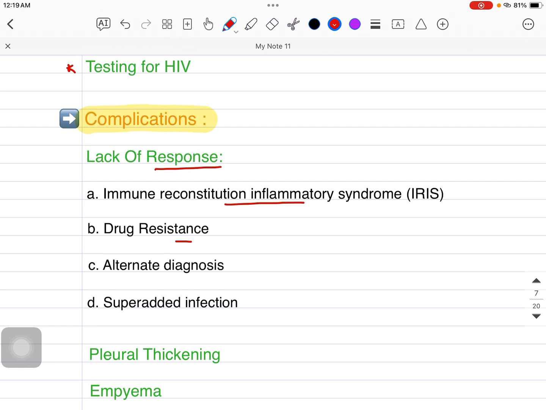Then there is the alternate diagnosis which we need to look for. If the patient is not responding to my treatment, I have given ATT for around 2 weeks and still there is no effect, then we should keep other diagnoses in mind as well. Then there could be some superadded infection. Usually the patient's immunity is already low, and if some other infection catches this patient, then the patient might not show a good recovery.